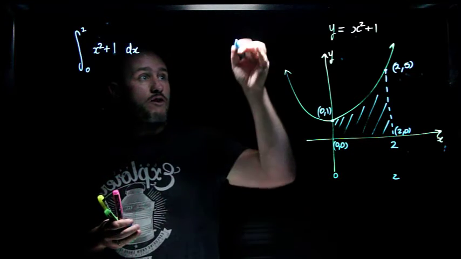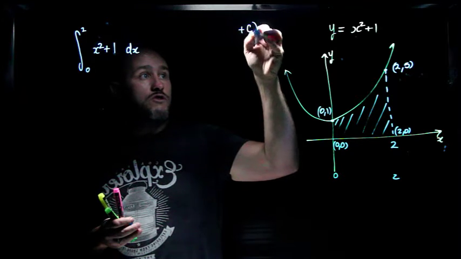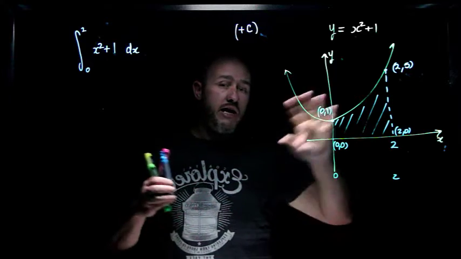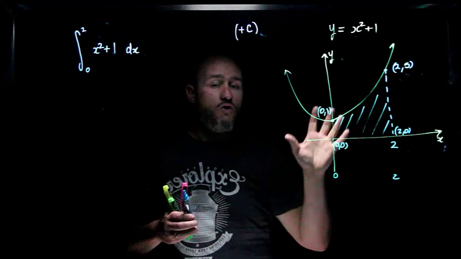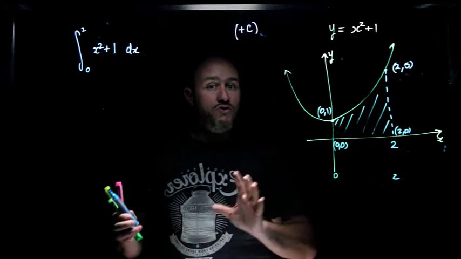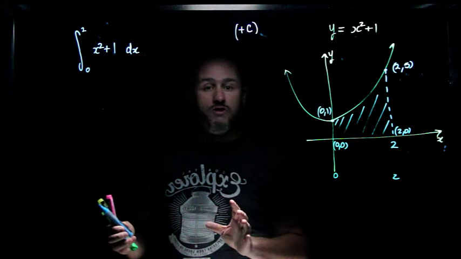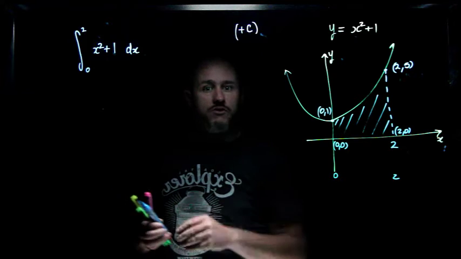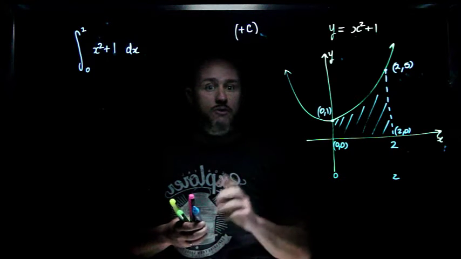I also want to prove to you something, and it's to do with our constant of integration. You will not need the constant of integration. Any time you're trying to find an area or a definite integral, you do not need the constant of integration. And it's really important to recognize that. But I'm going to do this one example with the constant of integration. I'm hoping I'll be able to show you how.